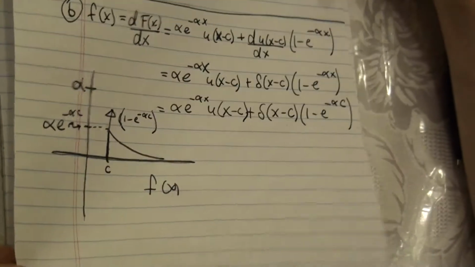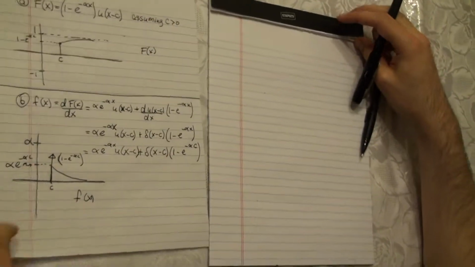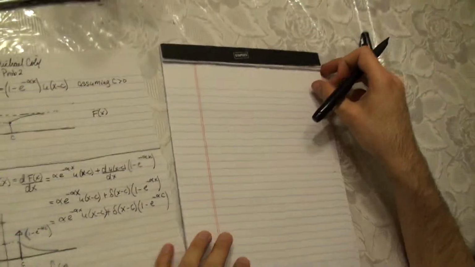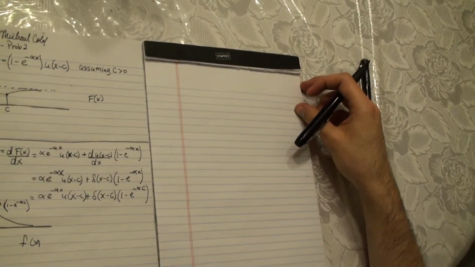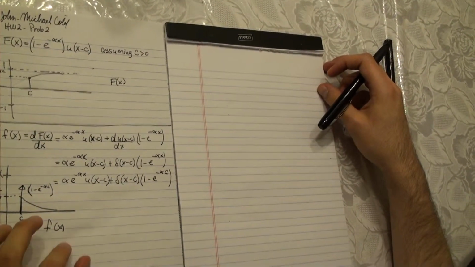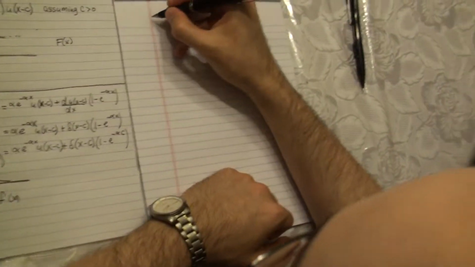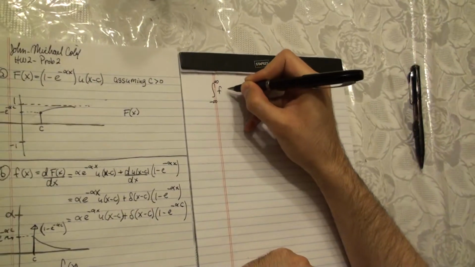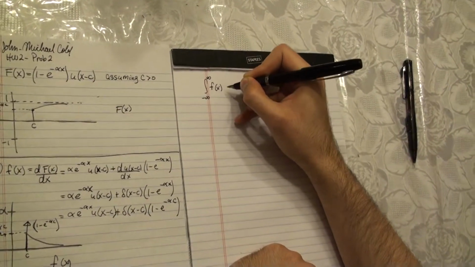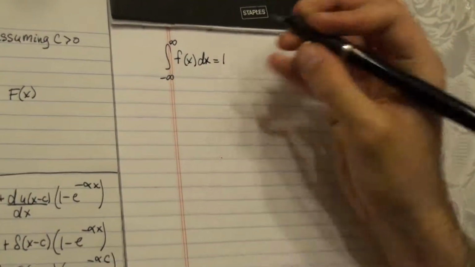Now, we're not done. Part B asks us now to discern whether or not this is a valid probability density function. So for this to be a valid probability density function, it must satisfy the following condition. And that condition is that the integral from negative infinity to infinity of the probability density function is equal to 1. So we'll do that.